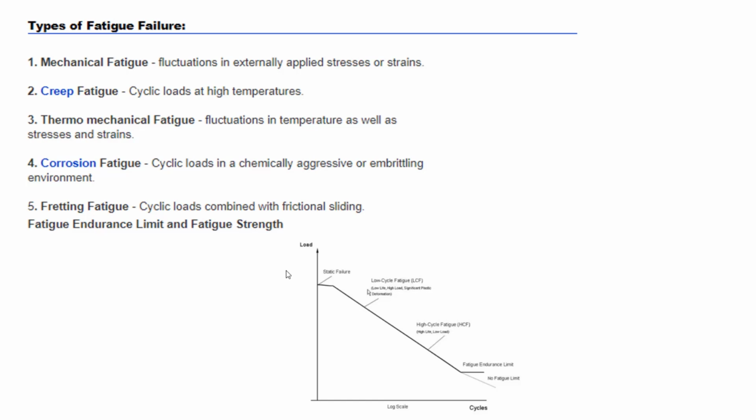Then we have thermomechanical fatigue, where the fluctuation in temperature as well as the stress and strains are considered. Corrosion fatigue is cyclic loads in a chemically aggressive and embrittling environment. And then we have fretting fatigue, which is cyclic loads combined with frictional sliding as well. So these are a few things, and the same will be explained here: low fatigue cycle, high fatigue cycle, and the endurance limit. We'll see this in detail in the next slides.